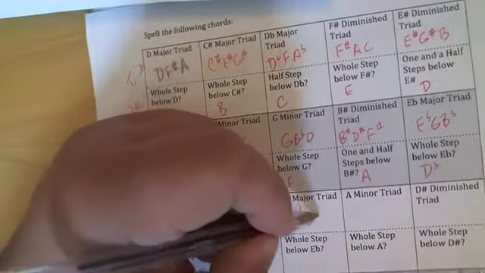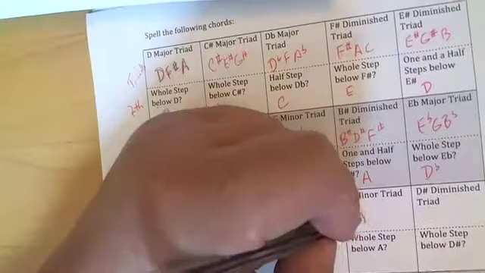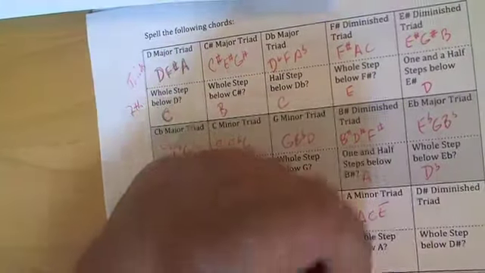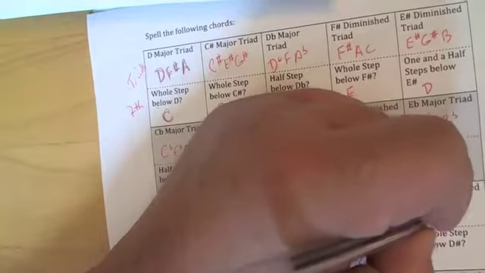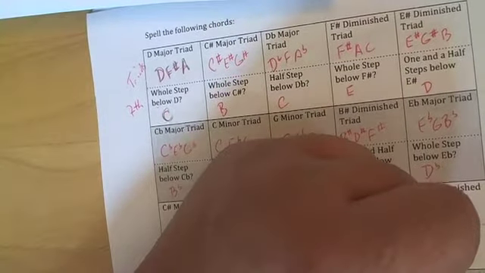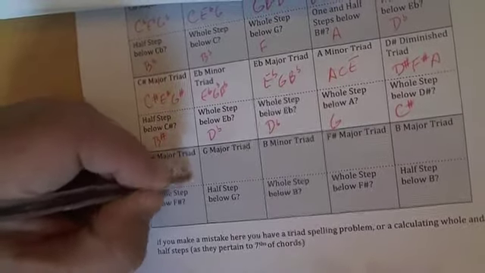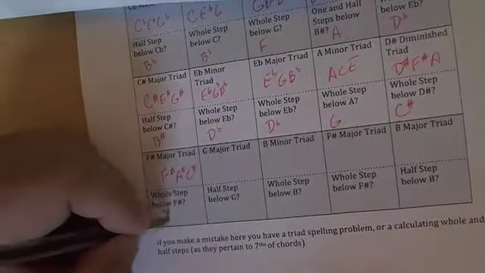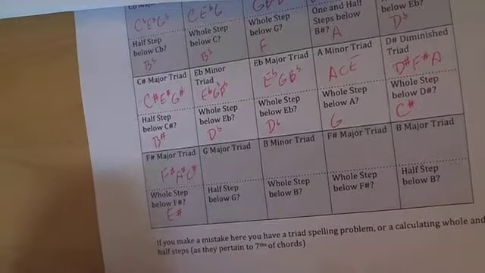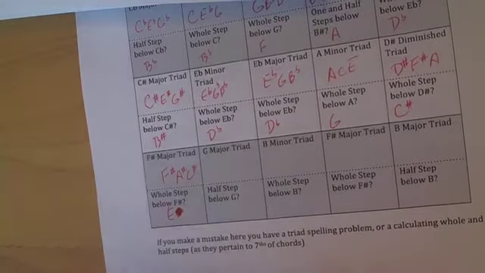E flat, G, B flat, okay, D flat, A, C, E, G, D sharp, F sharp, A, because minor triads with a flat 5th, or lowered 5th, is diminished. Whole step below is going to be C sharp. Okay, last row, F sharp, A sharp, C sharp. It's going to be an E sharp, right? Oh, whole step below, sorry. Whole step below, just plain E.